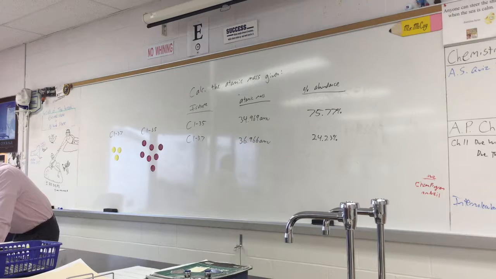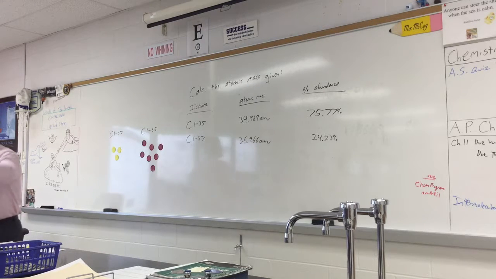What did you get? 35? You're supposed to get 35.45. I got 35.5. See that? You did not follow directions. You're supposed to round to the hundredths. Well, this was point nine. What do we do?